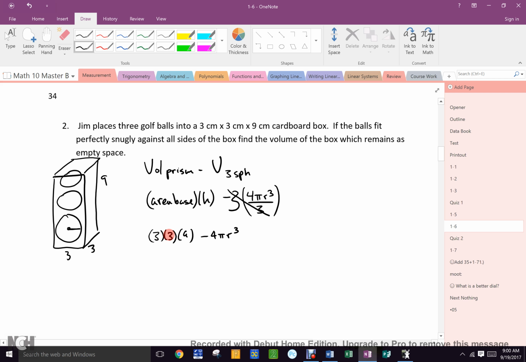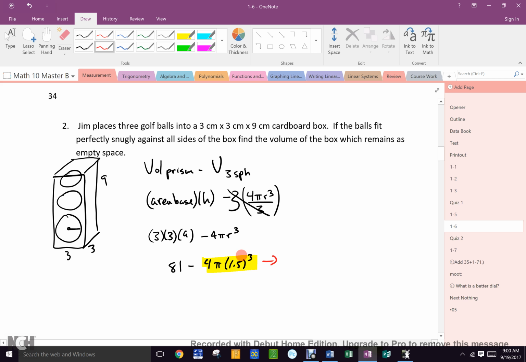What's 3 times 3? What's 9 times 9? 81 minus 4 pi r cubed. Well, we know r is what? 1.5 cubed. Now this becomes difficult to punch into our calculator, doesn't it? What math is happening here? 4 times pi times 1.5 cubed.